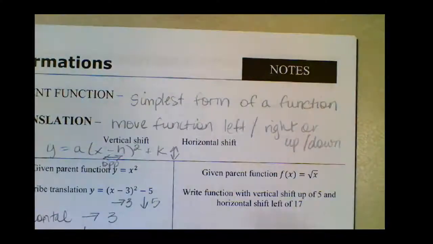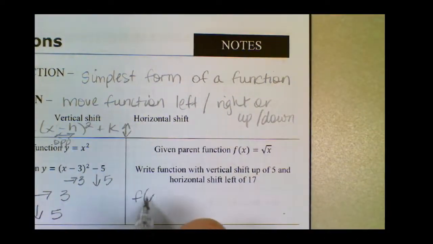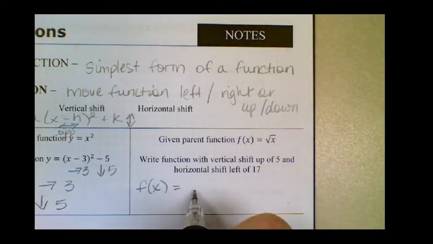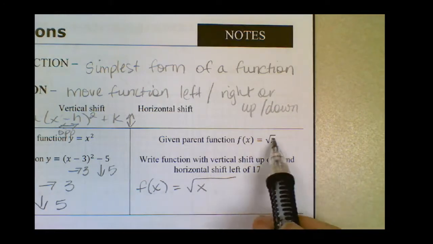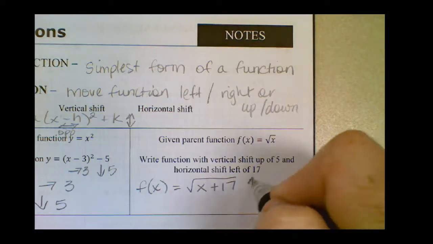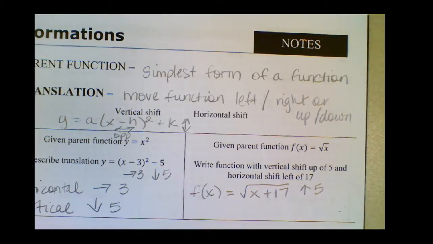Okay. So let's use a square root function now, and we're going to write a function that includes the translations of a vertical shift up of 5 and a horizontal shift to the left of 17. So that horizontal shift is going to occur within the square root with the x. And since it says to the left of 17, normally your brain would tell you that's negative 17, but it's going to be the opposite of that. So it'd be plus 17. And then it would shift it up 5. So this should look familiar to you. We did a quiz on this. We definitely had a test on this. And this should not be completely new to you.